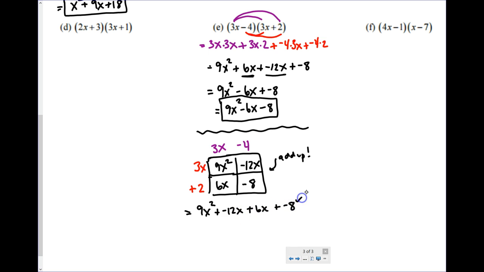Again, notice it's the same here as it is up here. You've just created a different model. I still have to combine my like terms. I'm going to underline them. 9x squared, negative 12x plus 6x, negative 12 plus 6 is negative 6. And I'm going to bring down my plus negative 8.